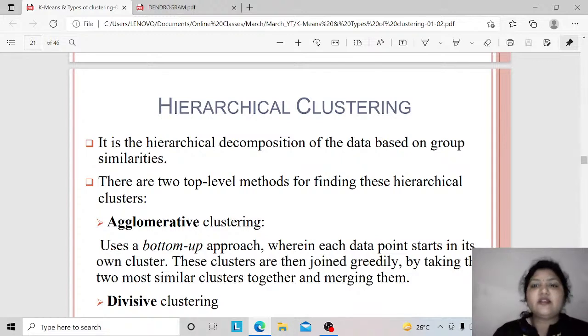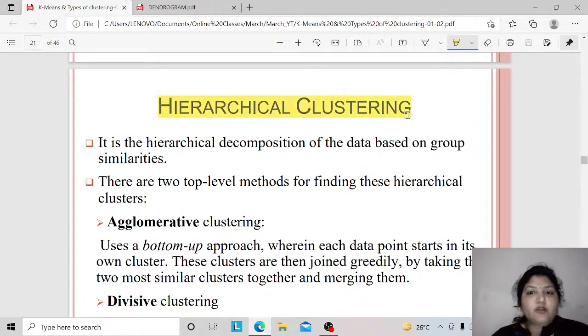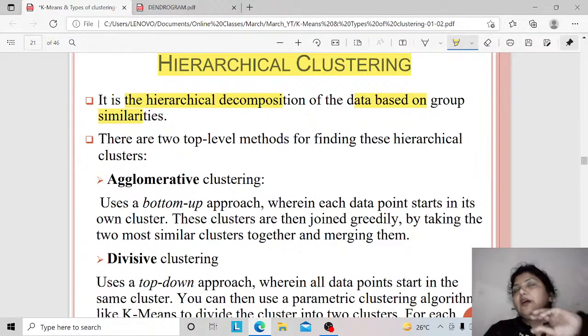Let us start with hierarchical clustering, right? When we talk about hierarchical clustering, it is the hierarchical decomposition of the data based on group similarity. What I told you: if we are talking about clothing, we have all the items in that particular group which are not of any electronic type, or not of any plastic type. You may have another group, your cookware items, right? So that is again one group. This is how we segregate it, right?